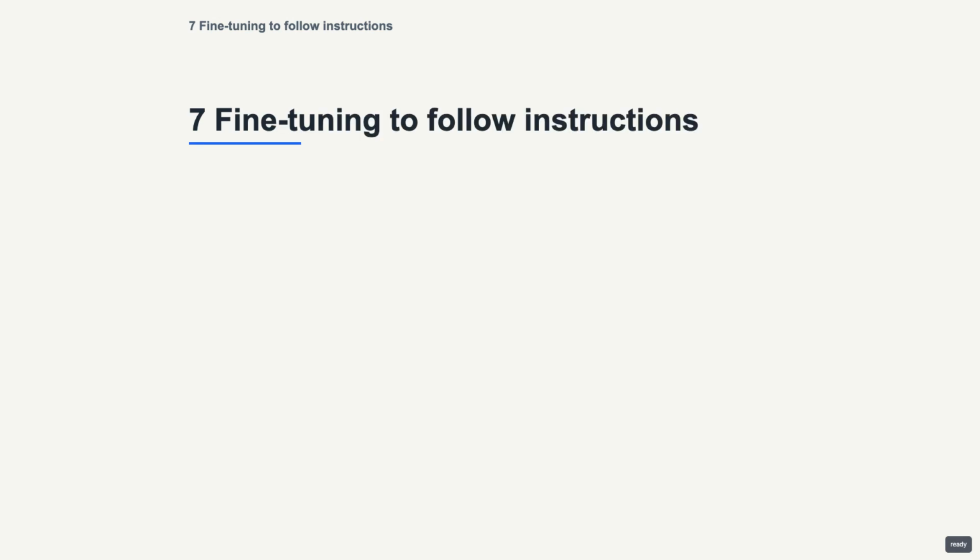Instruction tuning turns a pre-trained language model into one that can respond to human requests in a useful, controlled way. That matters because chatbots and assistants depend on following the prompt, not just predicting text.